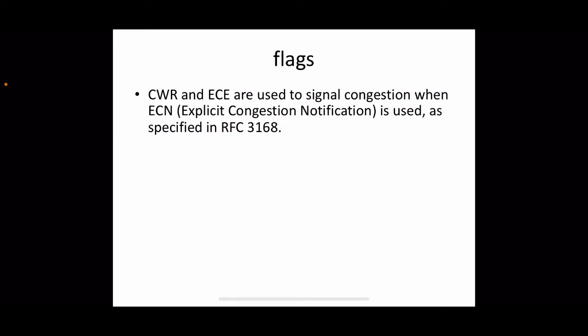CWR stands for congestion window reduced and ECE stands for explicit congestion notification echo. So these 2 flags are used when ECN is used in the transport layer. ECN means explicit congestion notification. The specification for this is given in RFC 3168. In case of the internet, every standard and specification is published as a set of requests for comment. We can search on the net and find the different RFCs. So RFC 3168 specifies this explicit congestion notification.